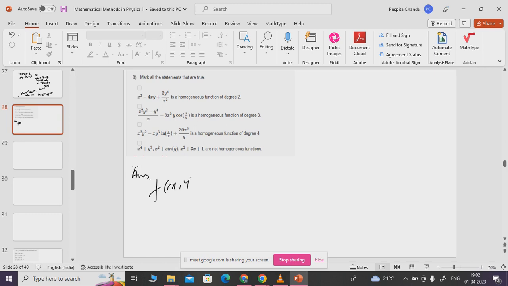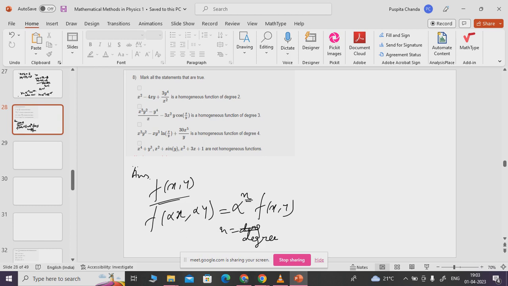So mark all the statements that are true, which is a homogeneous function of degree 2. So to know the degree of a function f(x,y), we need to replace x by alpha x and y by alpha y, and here we will get alpha to the power n times the function of xy. This n is the degree of the function. So we will check each function one by one.